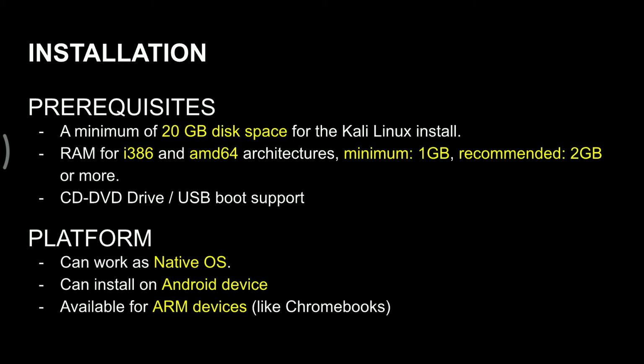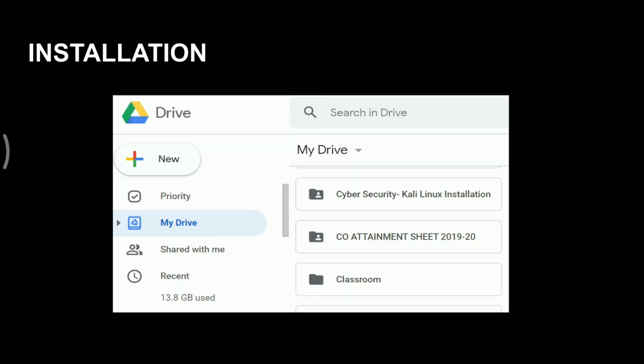Okay, fine. Now for the platforms, how many types of installation you can do: you can install it on any computer as a native OS, or install it virtually. There is no problem. You can also install it on Android devices. That is very good news for Android users. You can install it on your smartphone, and it is available on ARM devices like Chromebooks and many tablets. This was the problem with Backtrack; those dependencies were removed, and now we have Kali Linux on different platforms, so users can easily install it.